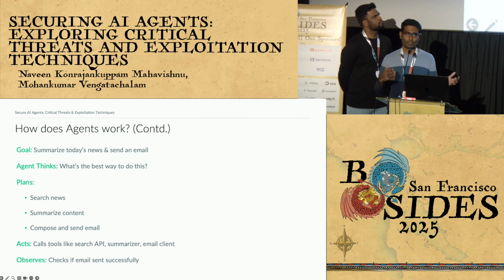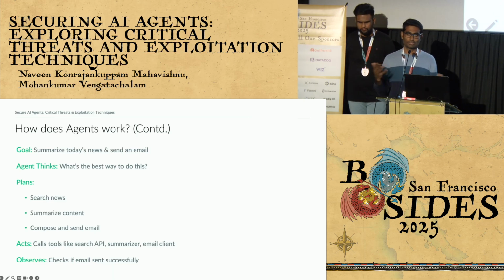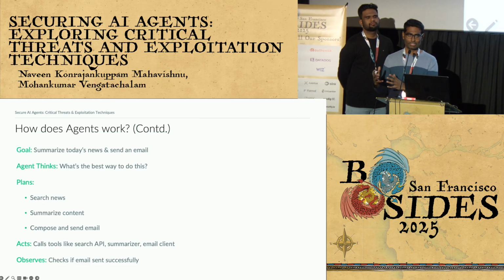So these are pretty high level steps that it could take in terms of planning. And then to act on this plan, it calls specific tools: a search API or a summarizer model to summarize the news, and the email client to send emails. Finally, it observes the outcome. For example, has the email been sent properly, and does the summarization look good, etc. So it reflects on it and then acts on it for future reflections.